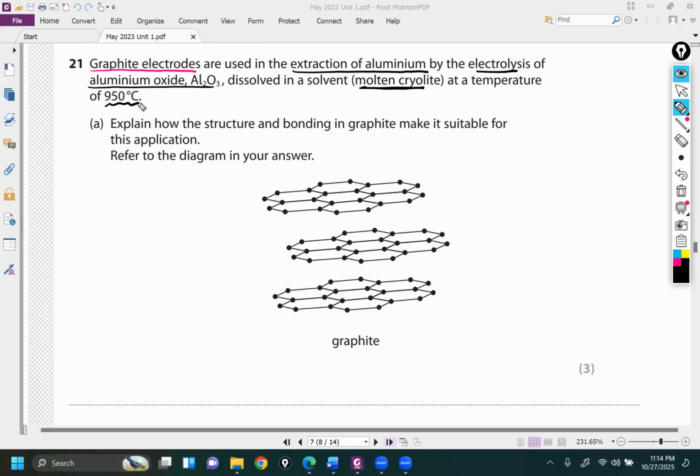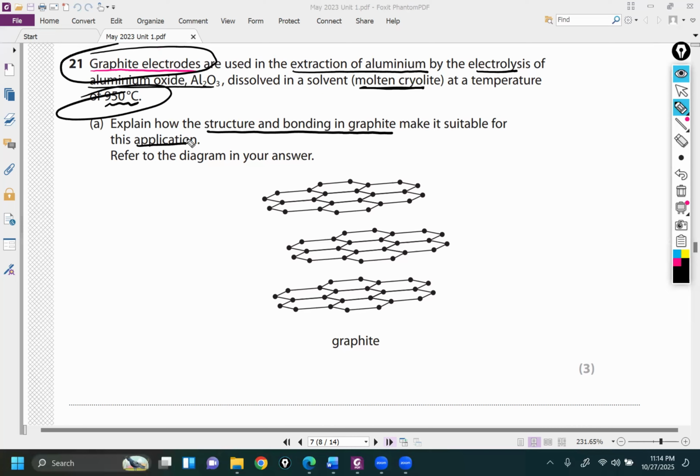Now let's come to the question. They just gave you the stem of the question. In this part, they gave you the information that aluminium oxide is dissolved in molten cryolite at this temperature. And the second thing is graphite is used as electrodes. These two pieces of information are given. Explain how the structure and bonding in graphite make it suitable for this application.